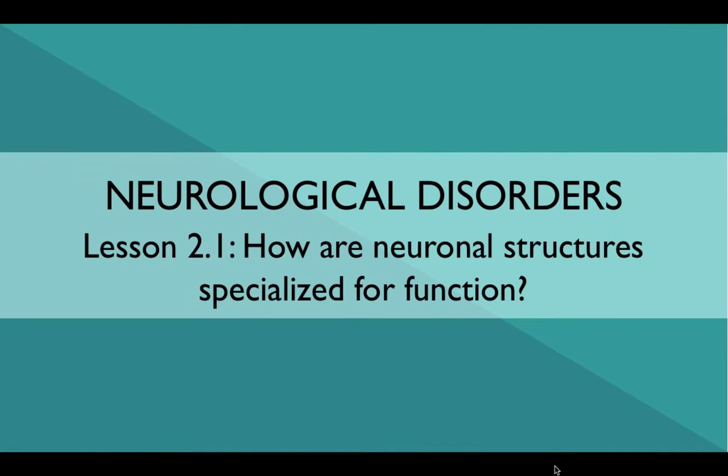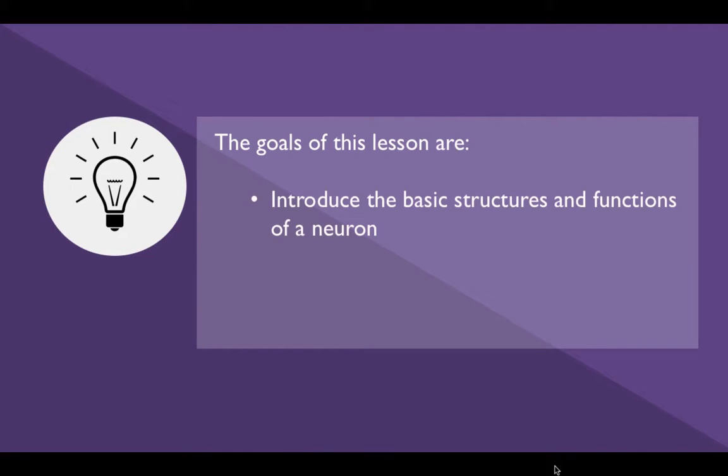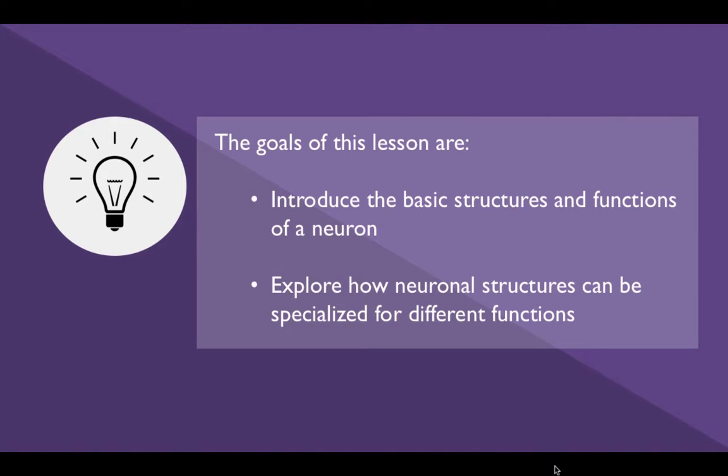Neurological Disorders Lesson 2.1. How are neuronal structures specialized for function? The goals of this lesson are to introduce students to the basic structures and functions of a neuron, and to explore how neuronal structures can be specialized for different functions.